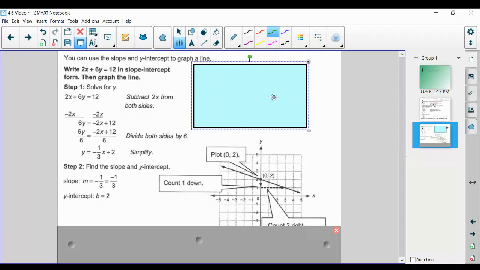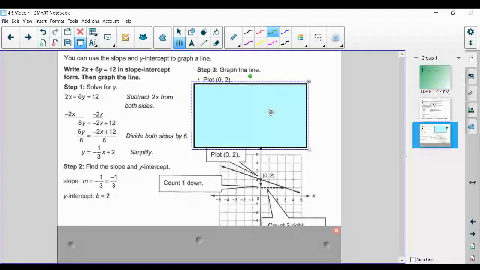In order for us to graph the equation, the first thing we're going to do is plot the y-intercept value. We're going to plot 0, 2. We know the y-intercept of this line is +2, meaning it's going to be hitting that y-axis at +2. So we know that for a fact. So we can plot that coordinate point, 0, 2. We can go 2 on the y-axis and place one point there.